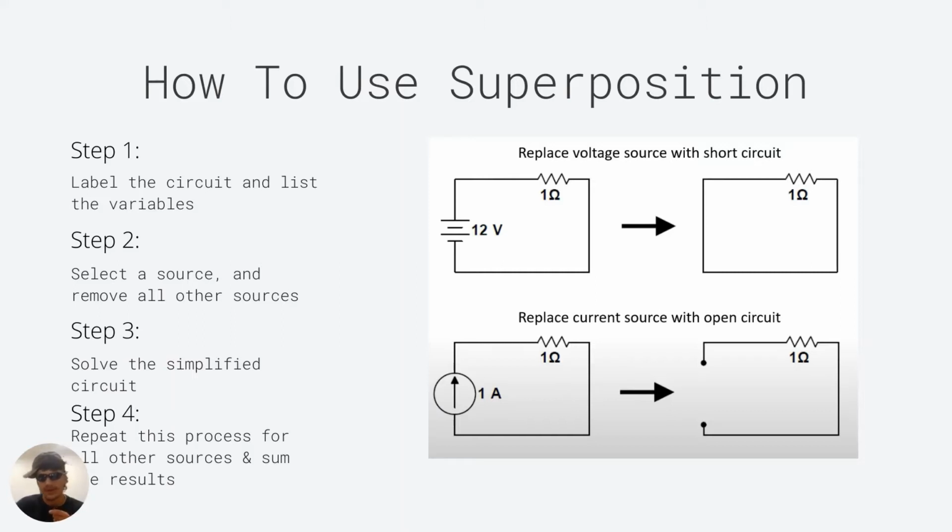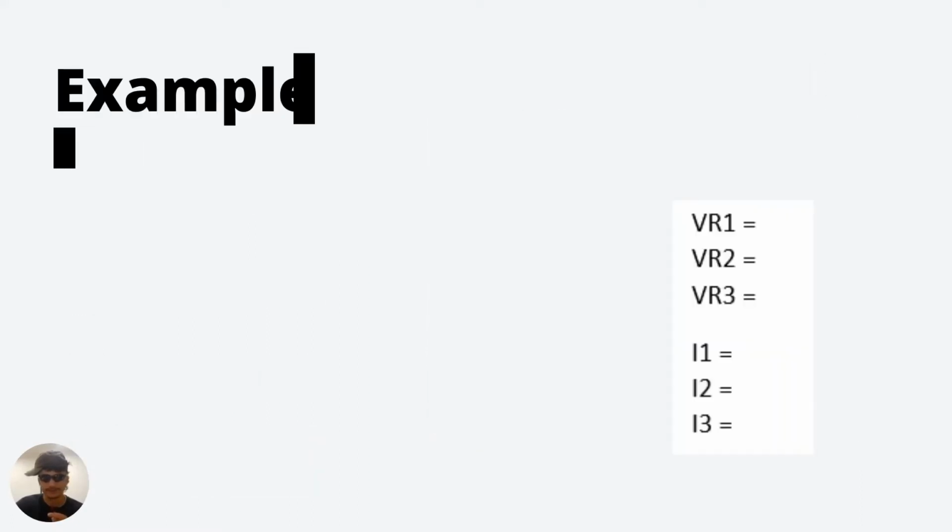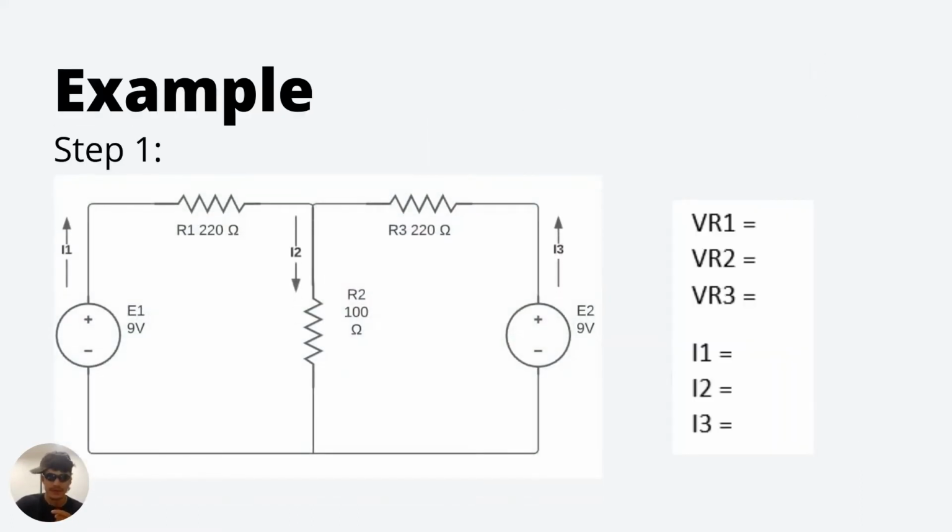Finally, you want to repeat these steps for all other sources in the circuit. Now simply sum the results from each source, making sure to keep in mind the direction in which the current flows in each simplified circuit. Now let me run you through an example.